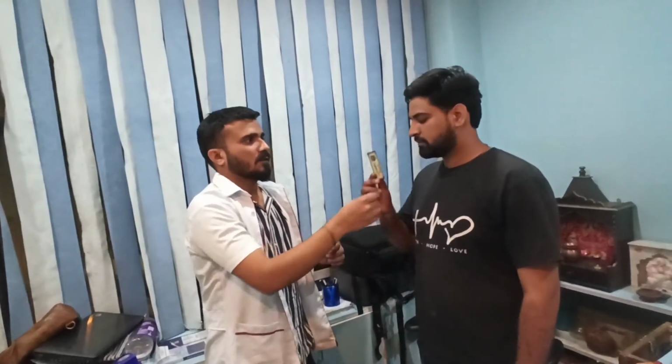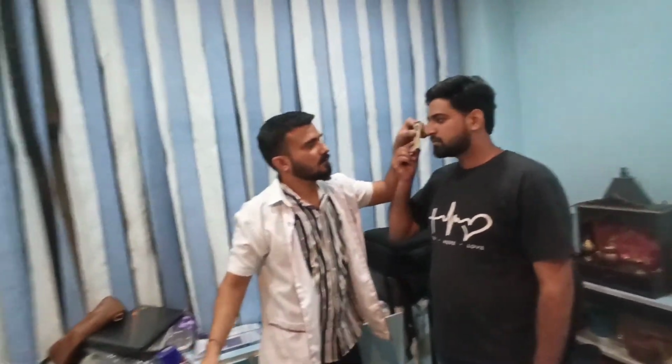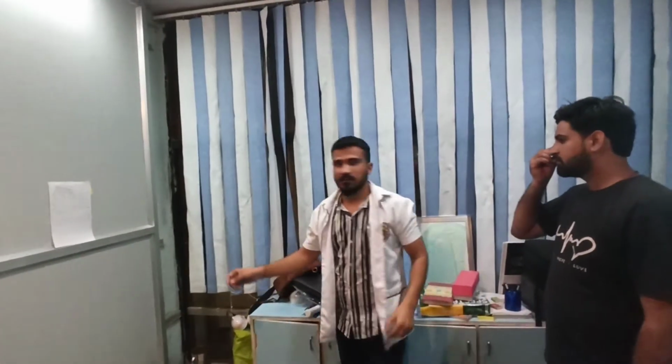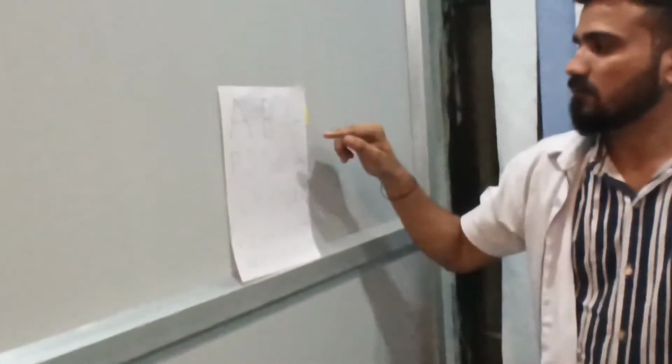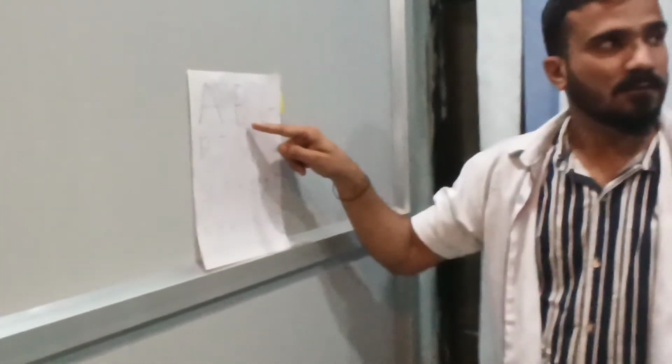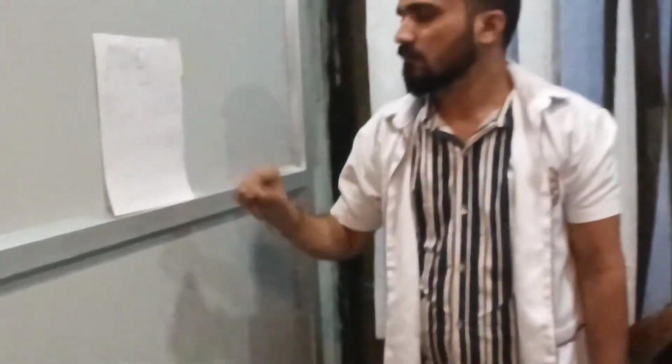Now we are going to check visual acuity. You have to cover your right eye with this, and now you have to read this letter. This is the distance between the patient and the chart. So what is this letter? It is B, and this is W, this is E. What is this? G. Okay, so it's fine.